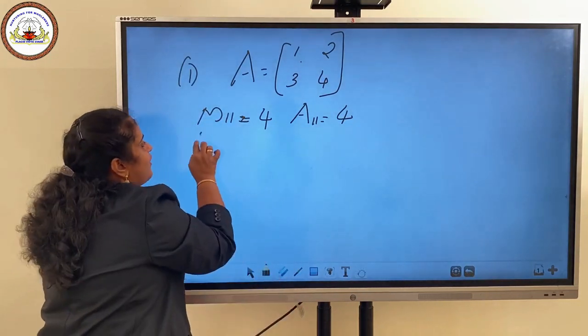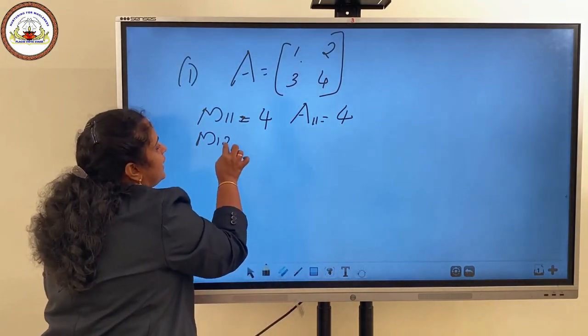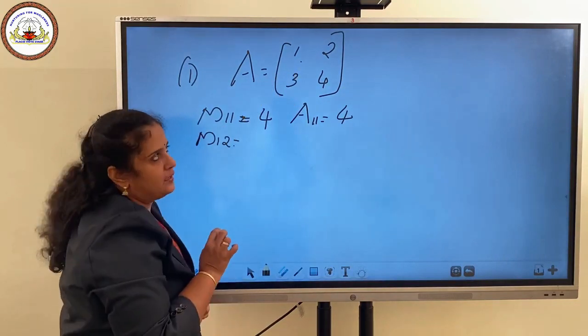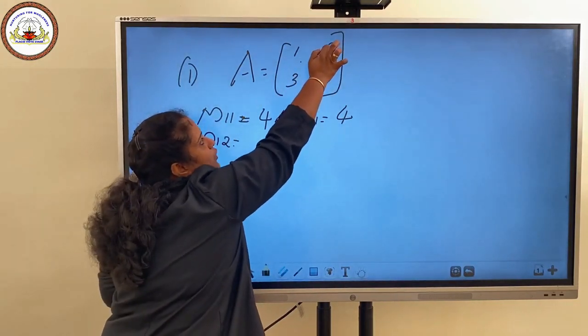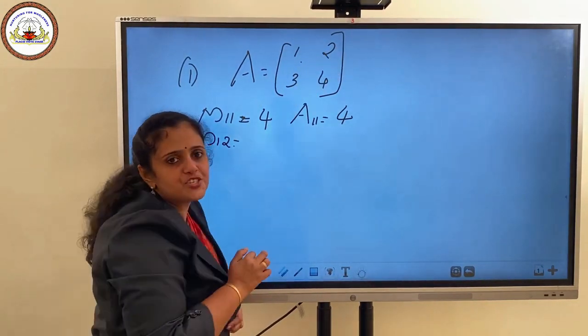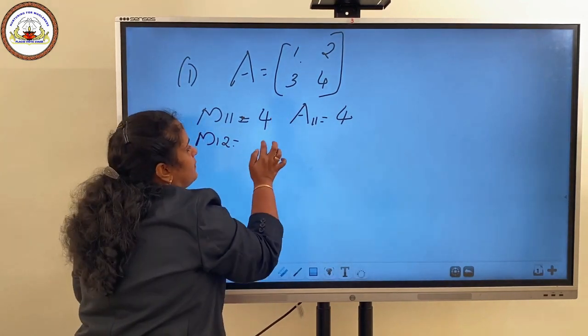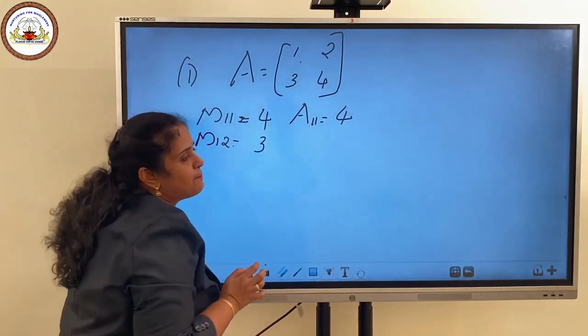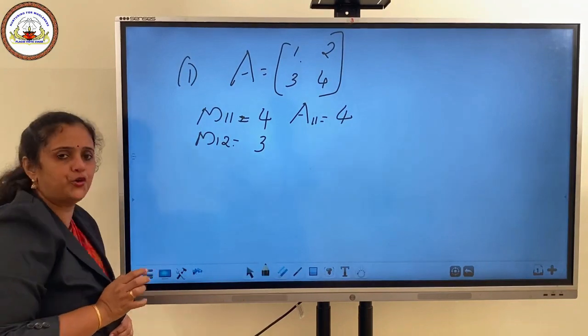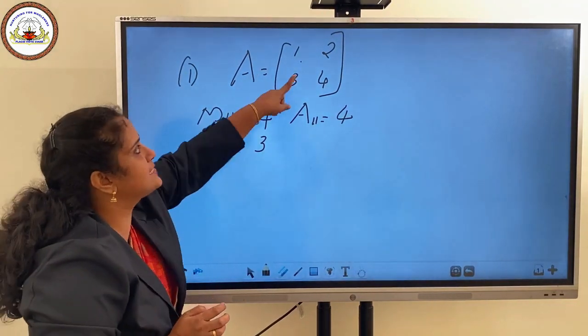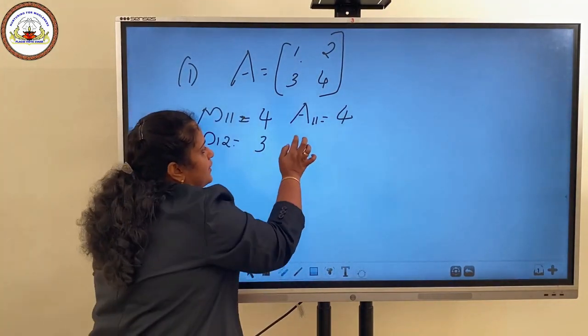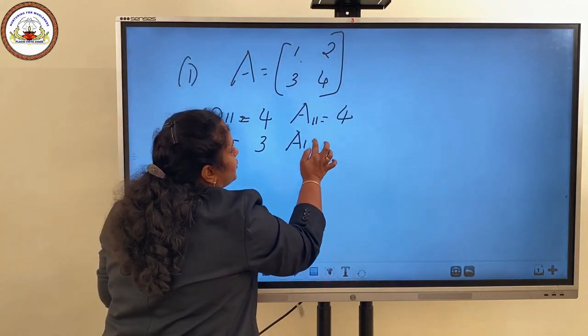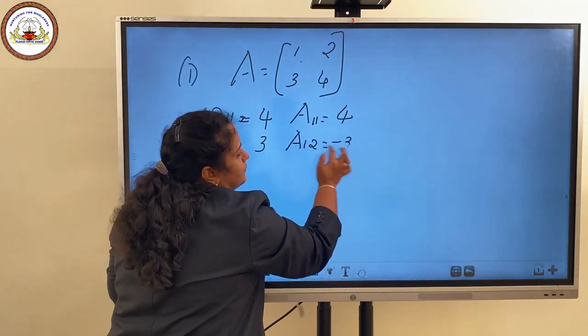Then we can find M12, the minor of the first row, second element. That means the corresponding row and column you should eliminate, and the remaining element is 3. That is M12. The cofactor, since the second element is negative, we can write as A12 is equal to minus 3.